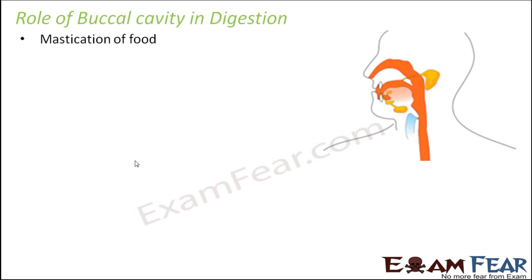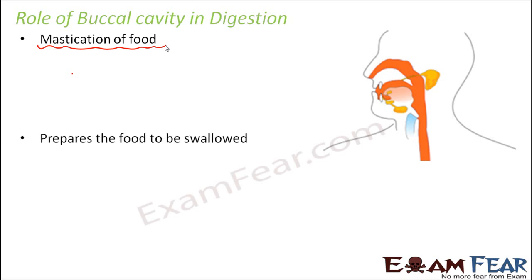So the first thing that it does is the mastication of food. What is the meaning of mastication? That is grinding of food, breaking down of food. Now I'm sure you would have guessed which part helps in that. Obviously teeth help in that, but saliva also adds on, because saliva being watery, it makes the food soft. Now it is easier for teeth to grind it and to break it into smaller pieces.